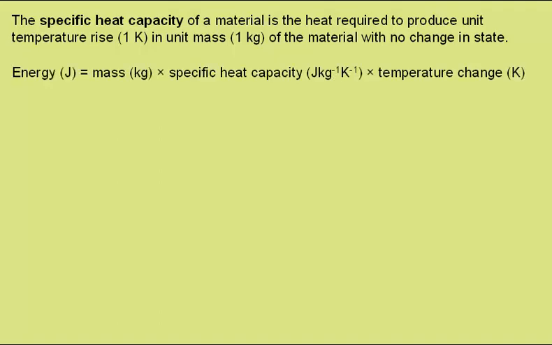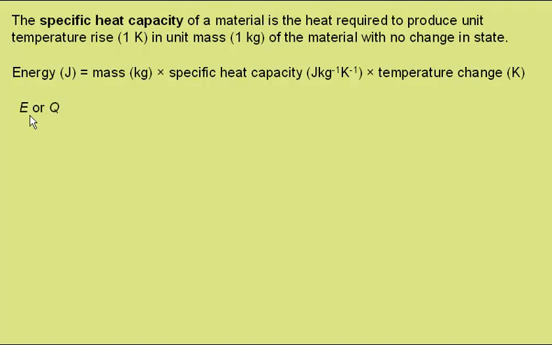In formula terms, we have the energy in joules is equal to the mass in kilograms multiplied by the specific heat capacity in joules per kilogram per Kelvin multiplied by the temperature change in Kelvin, or can be in degrees Celsius. That's because a change of temperature in Kelvin is the same as the change in degrees Celsius.